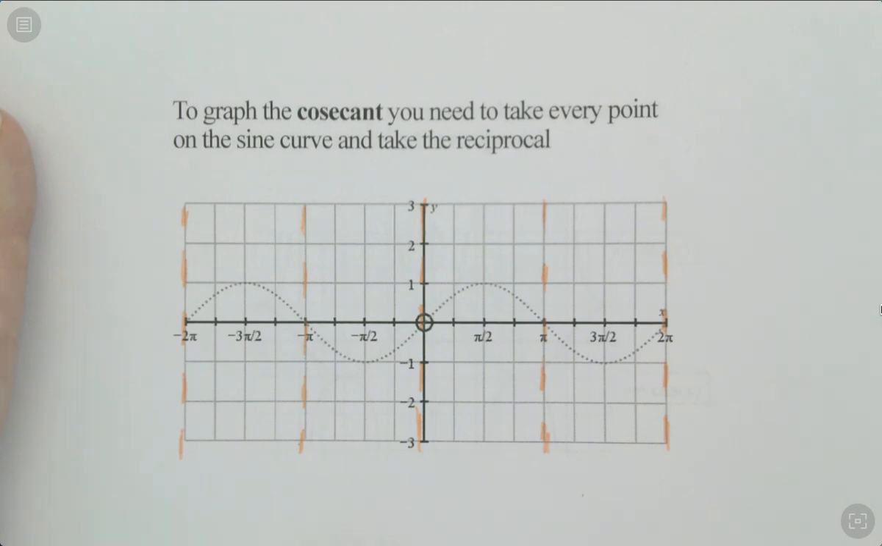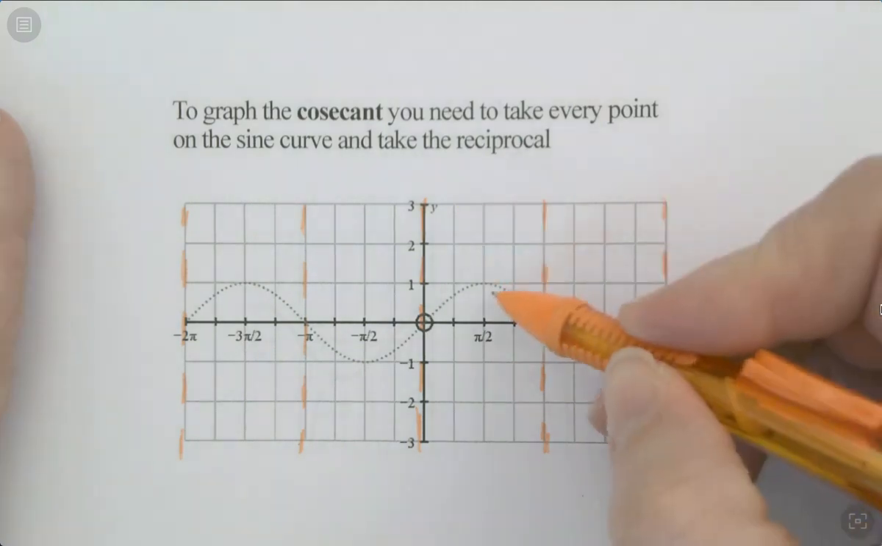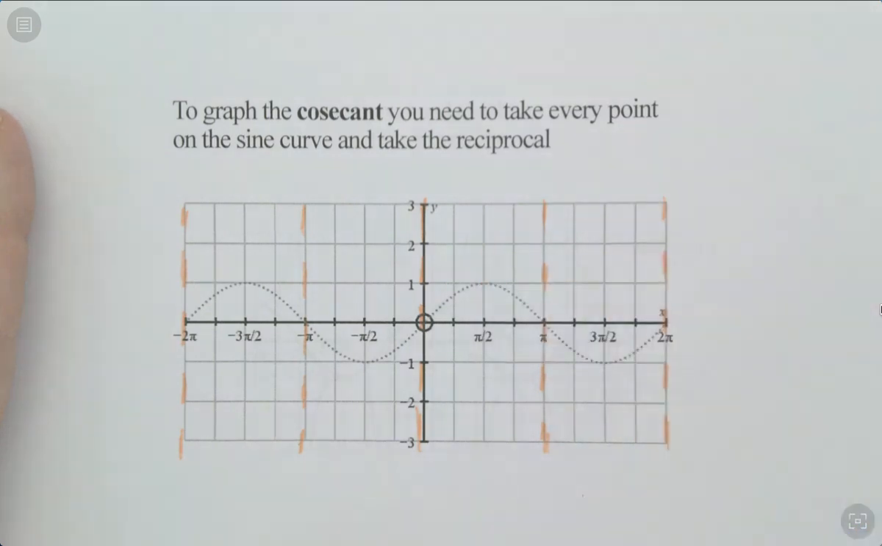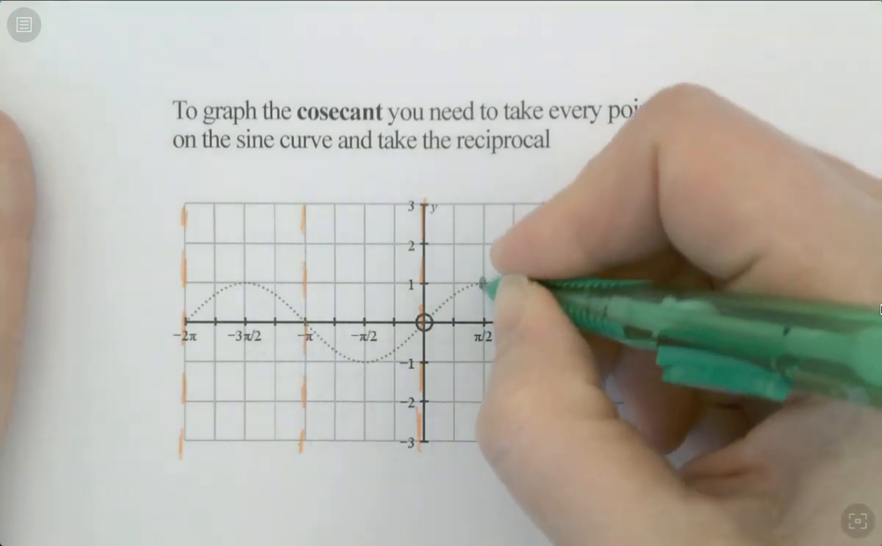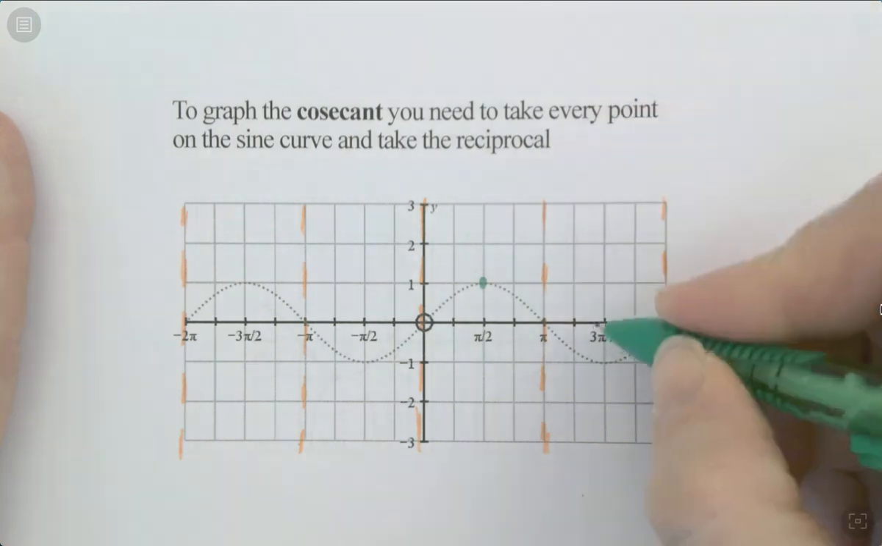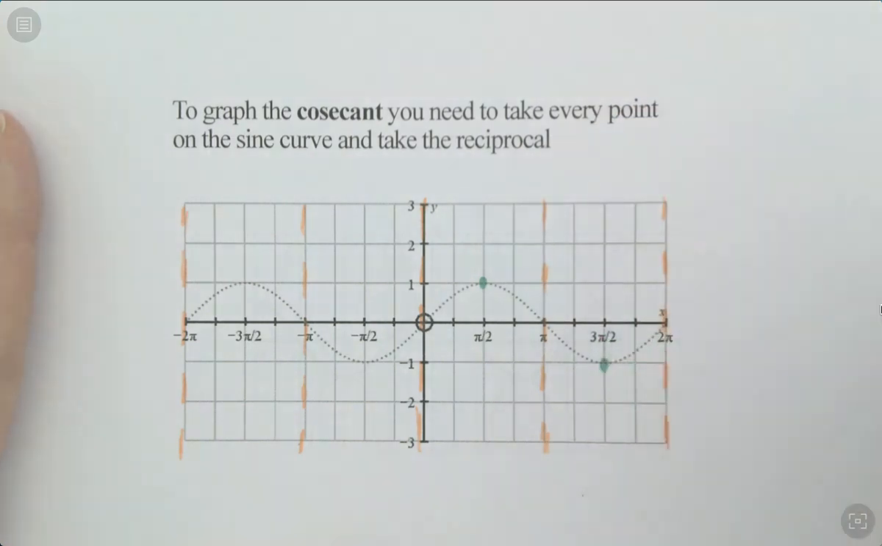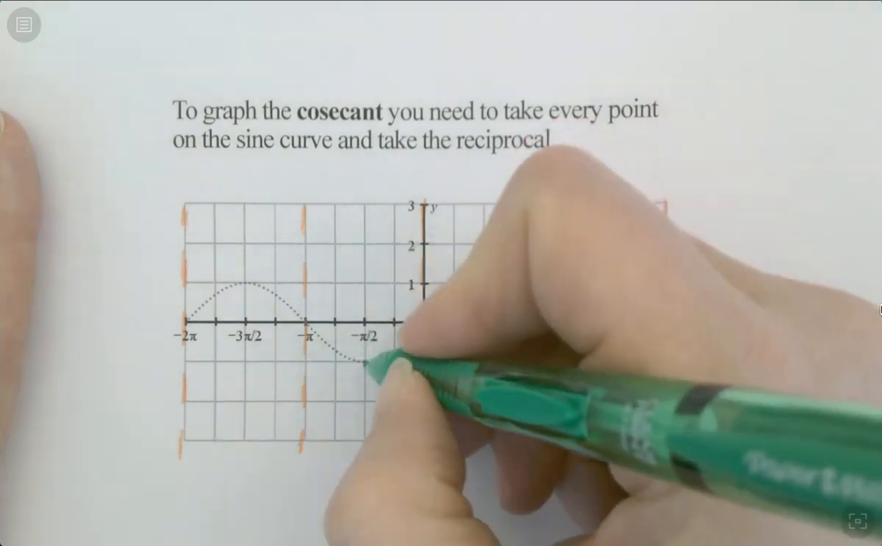Okay. What about, let's go here to pi over 2. The y-coordinate there is 1. And what's the reciprocal of 1? 1. That's nice. So we're still going to have this coordinate that's pi over 2 comma 1. And also at 3 pi over 2 comma negative 1, we're still going to have a point there. We can go over here to the left.